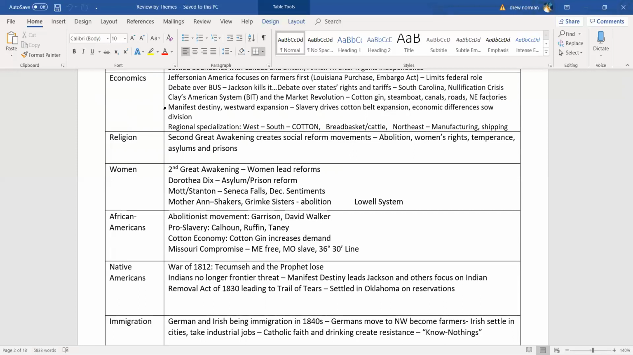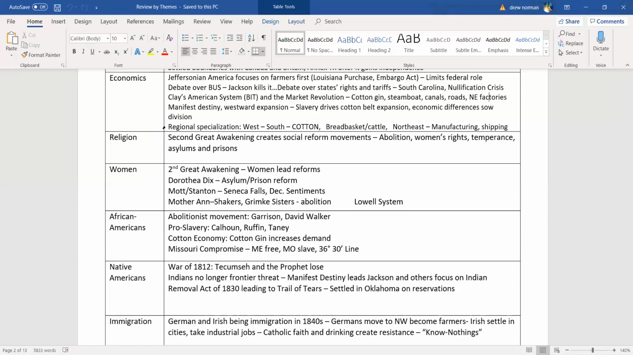Economic differences between the regions over slavery versus industry continue to create issues as well. And then one last thing economically is our regions develop specializations. The West and the South, as they move west, cotton is the primary product. In the Midwest, or what we might call the Old Northwest, they were the breadbasket and cattle region of our country. They fed the rest of the country. And in the Northeast, they could focus on manufacturing and shipping. So every region has a specialization.